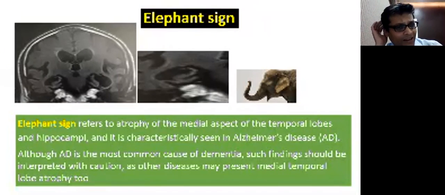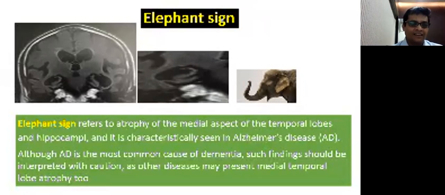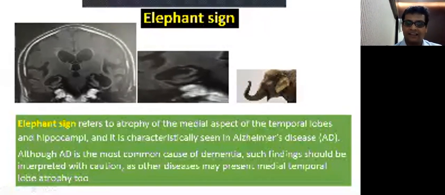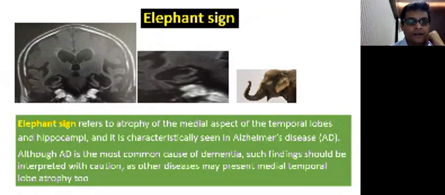In moderate to severe Alzheimer's, you get classical atrophy of the hippocampus, which looks like an elephant trunk, and this is called the elephant sign. This elephant sign is not seen in MCI or early Alzheimer's. It is seen in moderate to severe Alzheimer's. But please remember, such temporal lobe atrophy can be seen in other dementias. You need to fit this imaging finding with the clinical context.